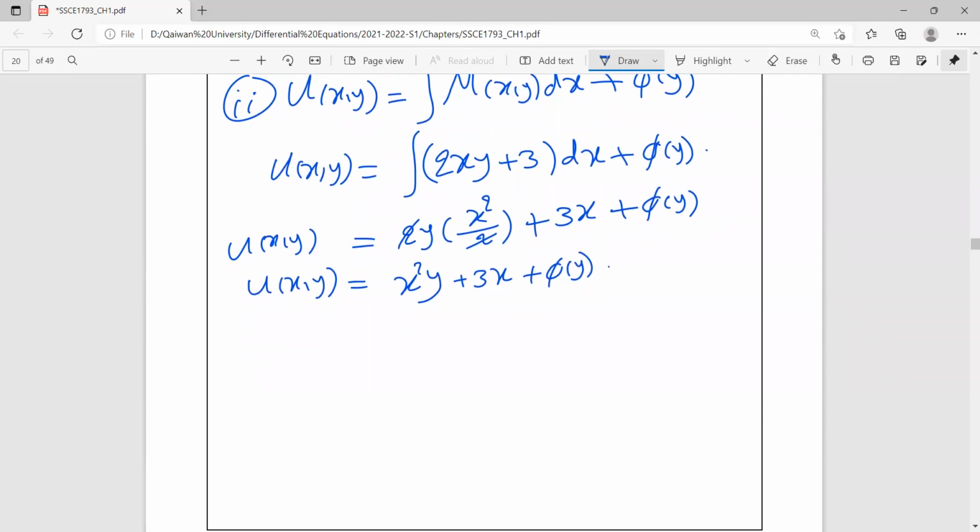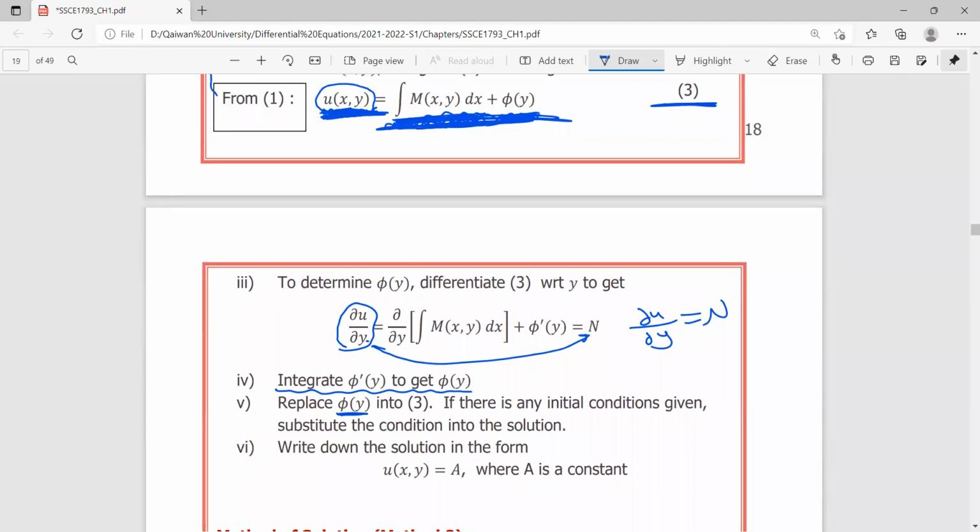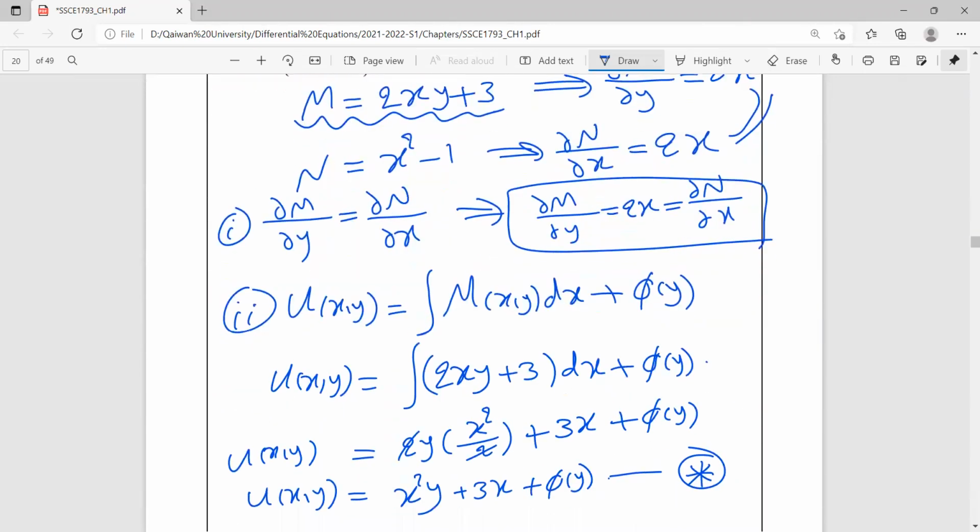It's the second step. We name this equation star. Now, in the third step, what do we do? We said in the third step, we are going to find the derivative of u with respect to y, and then we equal this to n. We found n. N is x squared minus 1. That's n.